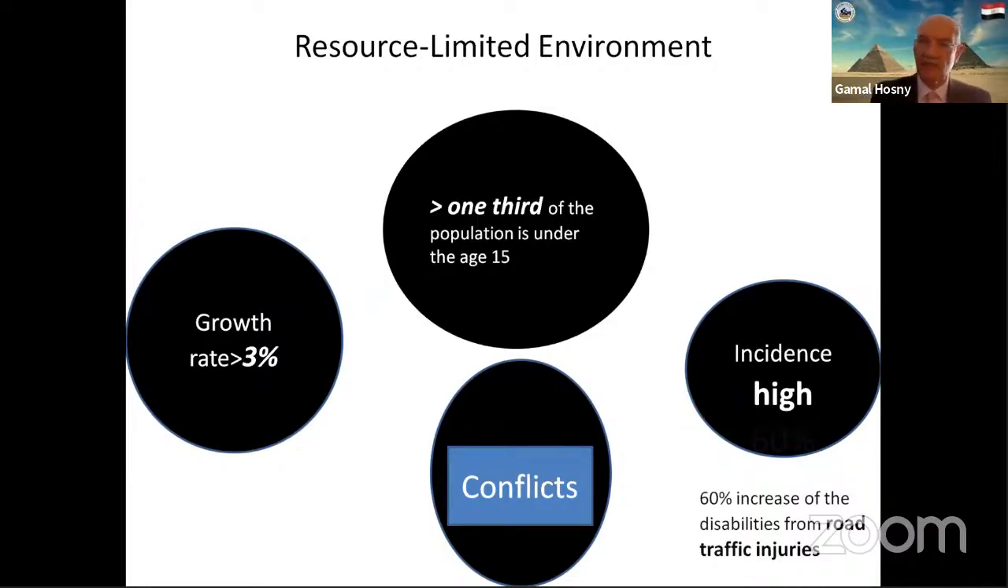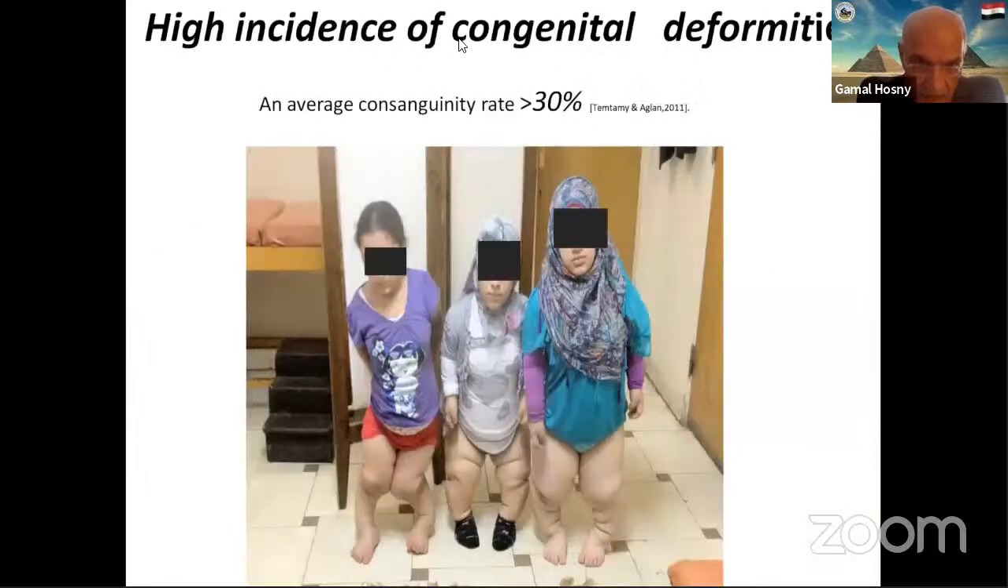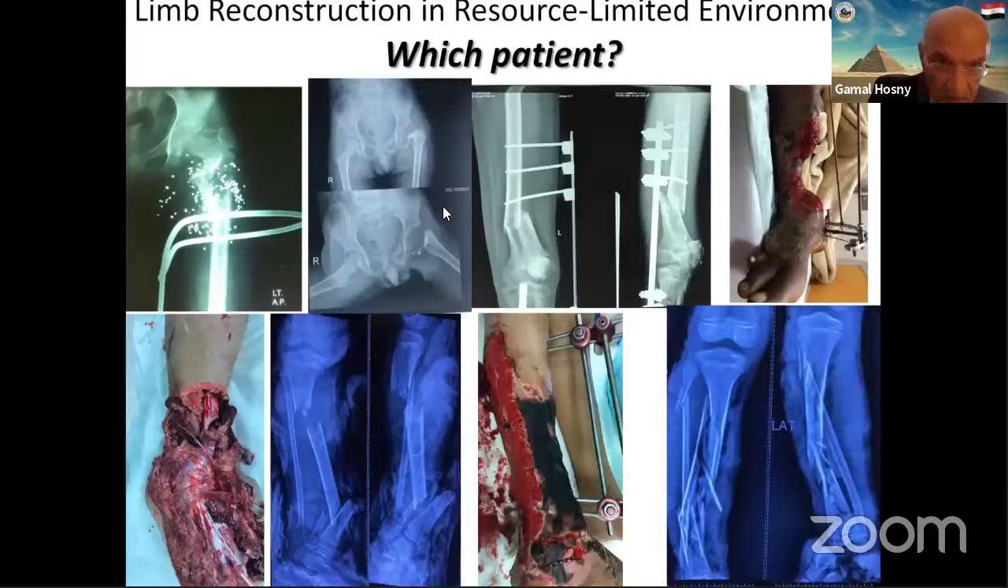And you have the victims of conflicts. You have conflicts in the Middle East, and you are facing many people with injuries due to conflicts. Also, we have a high incidence of congenital deformities. The average consanguinity rate is more than 30%. Not only that, you see these three sisters; in some countries, it's up to 50% consanguinity.